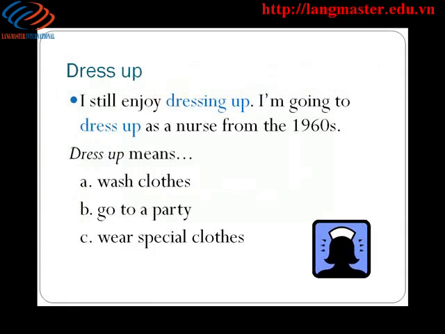In the clip, I said, I still enjoy dressing up. I'm going to dress up as a nurse from the 1960s. What does dress up mean? A. Wash clothes. B. Go to a party. Or C. Wear special clothes. The answer? C. Special clothes can be formal clothing or a costume. It depends on the context.